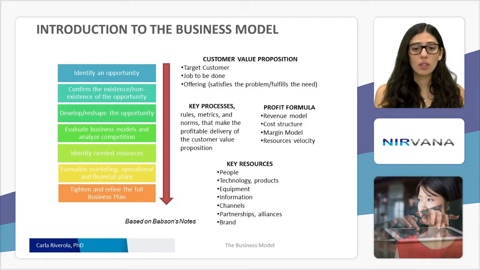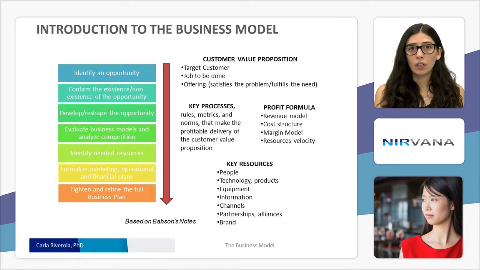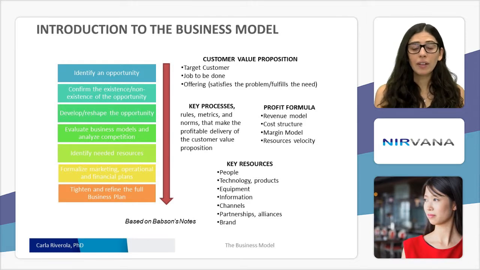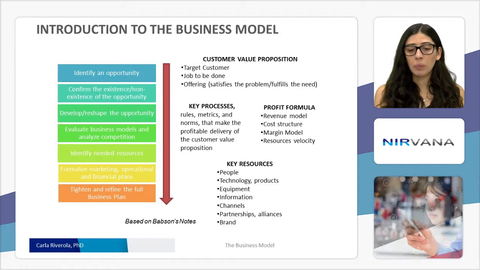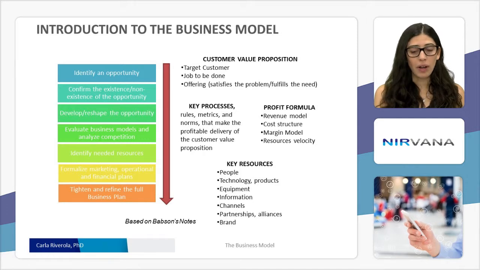The key processes include those rules, metrics, and norms that make the profitable delivery of the customer value proposition. On the other hand, the profit formula includes the revenue model, the cost structure, the margin model, and the resources velocity. And finally, the key resources can include different elements from people, technology and products, equipment, information, channels, partnerships, alliances, brand, etc.